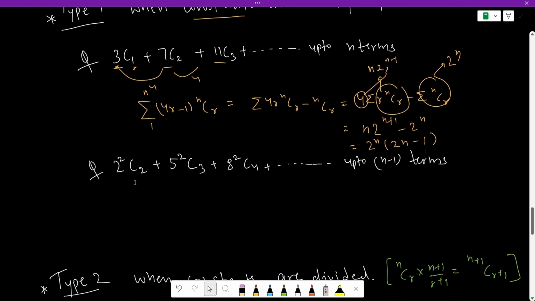Now this is the second question. Try to solve it yourself. It is also fairly easy. So now let me solve it.